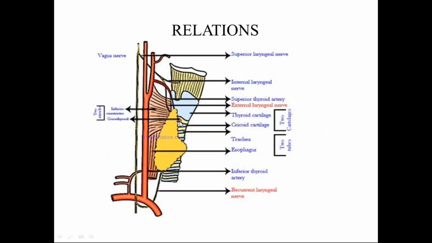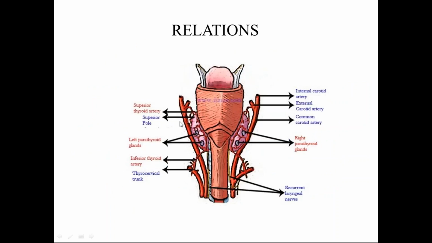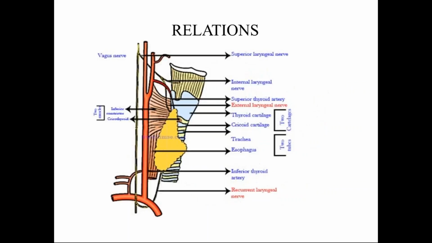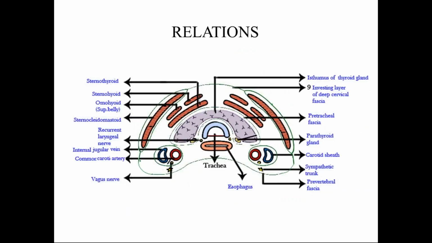Next we'll talk about relationships of the borders. We have two borders, namely one border will be present over here, another border will be present over here.